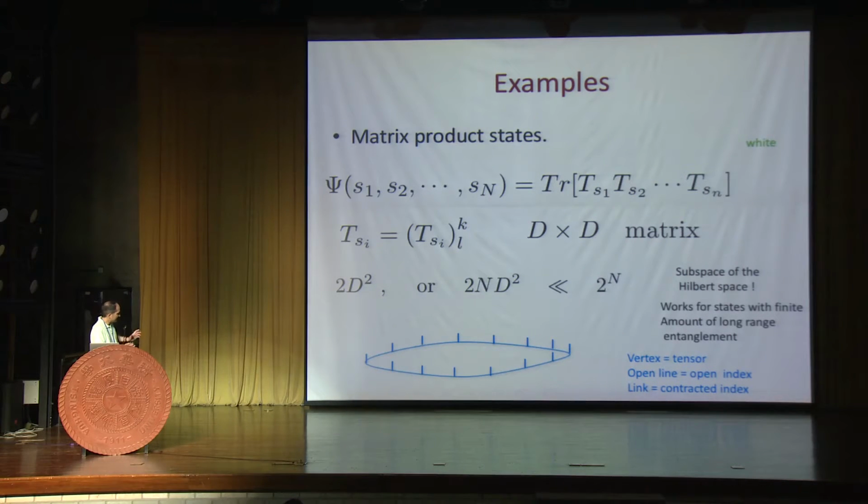And the idea is that this is a wave function for a system of n spins on a circle, for example. Now, this type of wave function, for fixed D and very large n, is describing a subspace of the full Hilbert space. The full Hilbert space has dimension 2 to the n. And if we only have matrices of this kind, we have 2 times D squared parameters per site, so the dimension of the space we are spanning with these matrices is much smaller.